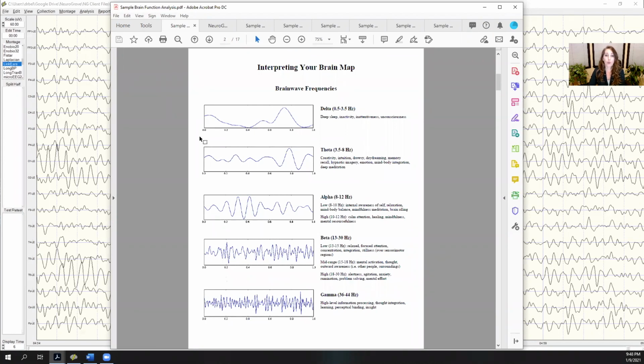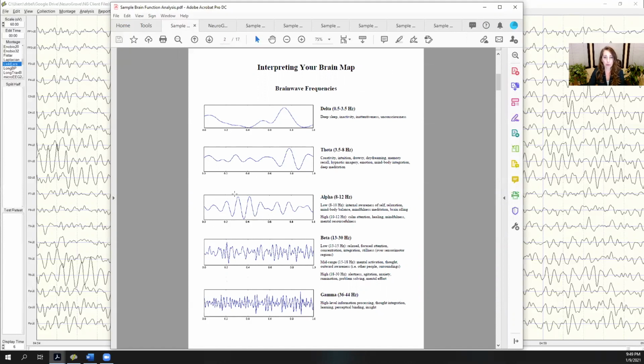Okay, so when we're looking at your brain assessment, we're looking at the raw EEG, which is the electrical activity of your brain. Now, that electrical activity fires at different rates, okay? So we have these different frequencies. And what a frequency is, it's basically how many times is that firing within a second, okay? So how many cycles per second, that makes a frequency.